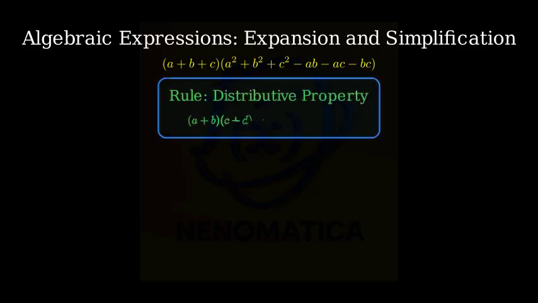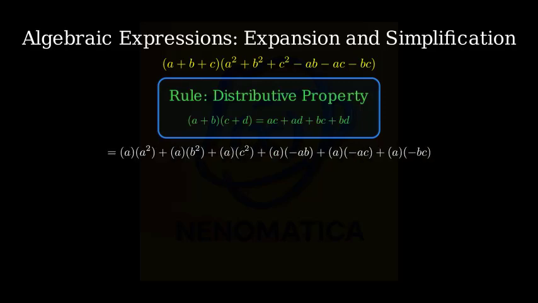To expand this expression, we'll use the distributive property. We'll multiply each term in the first factor by each term in the second factor. Let's start by distributing the a from the first factor. We get a times a squared plus a times b squared plus a times c squared plus a times negative ab plus a times negative ac plus a times negative bc.